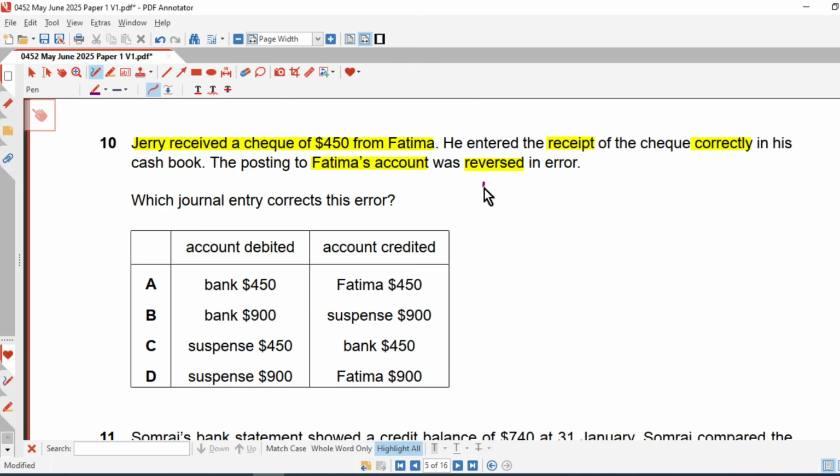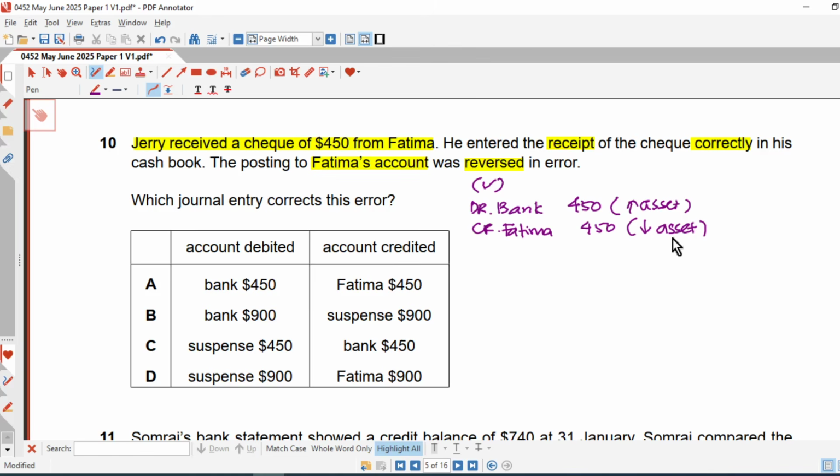The three columns, I'm going to call them. So when you receive a check from Fatima, your correct double entry should be to debit bank 450 because asset increases, and credit Fatima's account by 450 to reflect the reduction in receivables. So this should have been the correct entry.